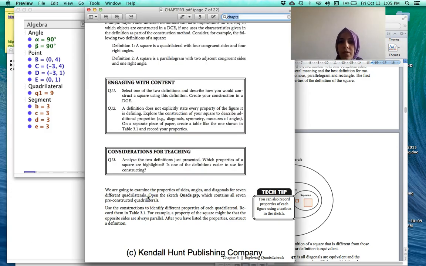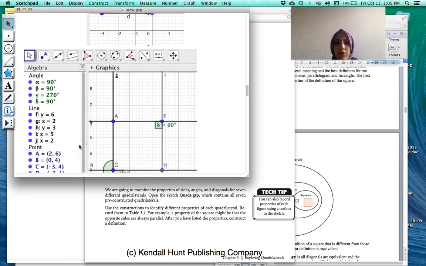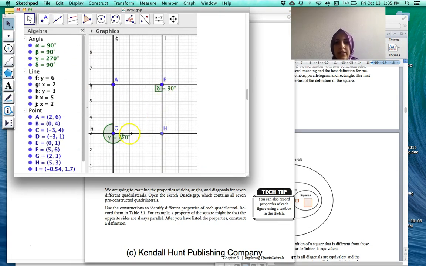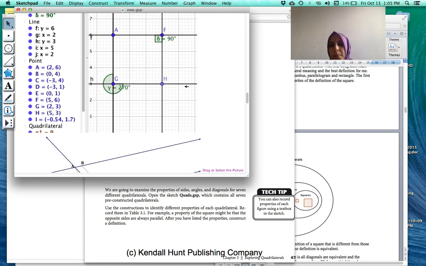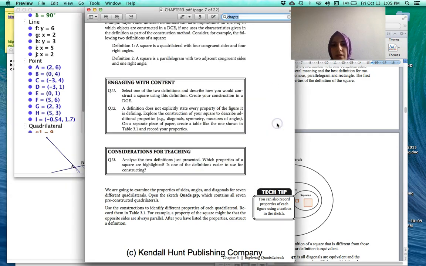Definition 2. A square is a parallelogram with two adjacent congruent sides and one right angle. Yes, the other one is also, as you see, right and right. All the angles are right. That's why the square is a parallelogram with two adjacent congruent sides and one right angle.